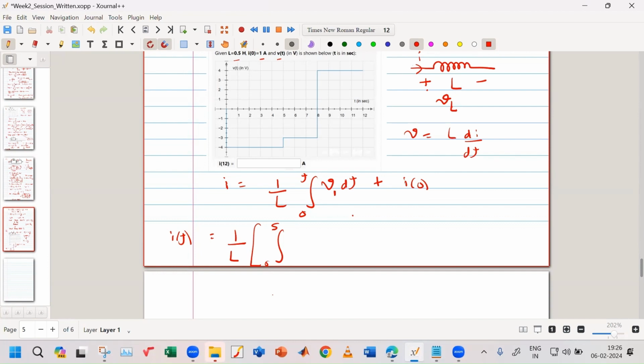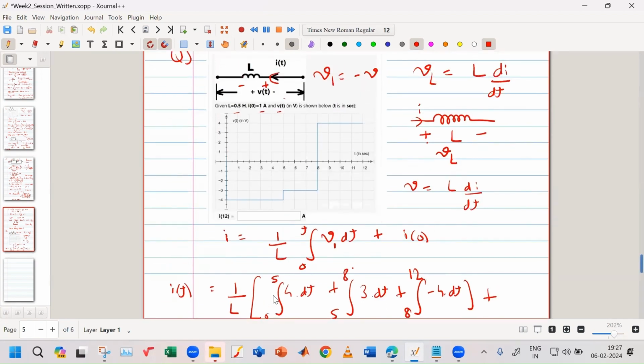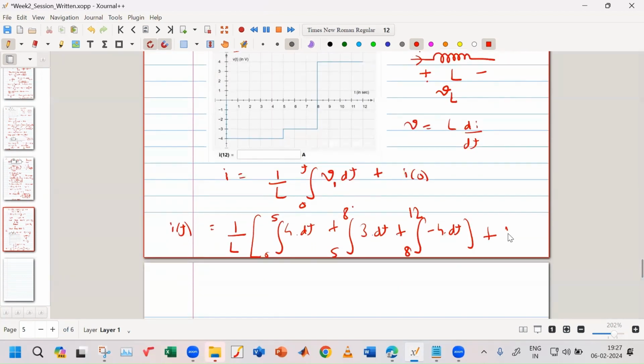This is V. So V1 will be 4. So that is 4 into dt, plus the integration from 5 to 8, where V is -3, so V1 will be 3, plus the integration from 8 to 12, where V is 4, so V1 is -4. So -4 into dt, plus I of 0, which is given to be 1 ampere. So this is 1.